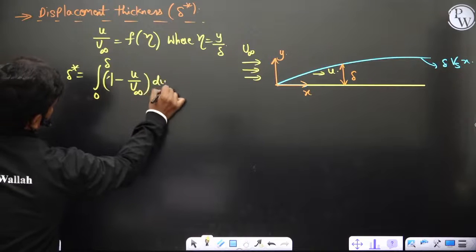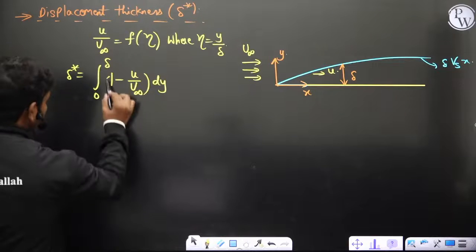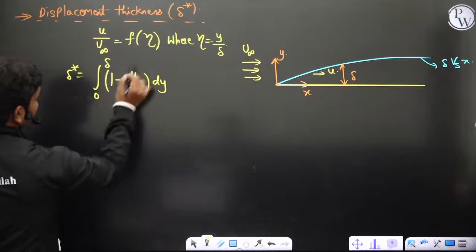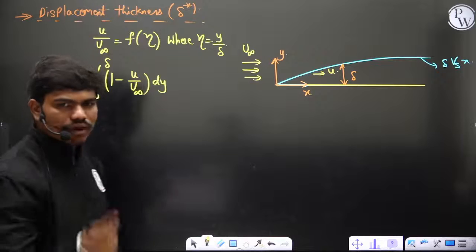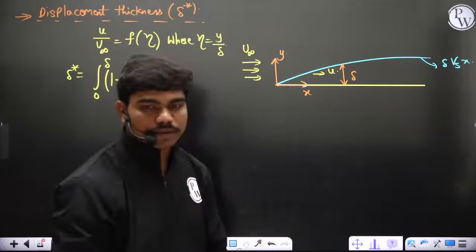Now what is this integration and why are we doing it? Doing it is simple. It's a single variable integration. You'll have only one variable y and you have to integrate. But what is this equation actually? Why is it called displacement thickness?